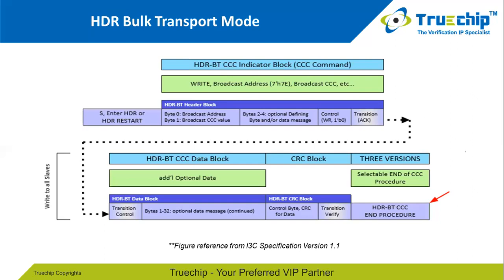Then the HDR-BT CCC block, data block, and the CRC block, which serves as the termination marker, follow an HDR-BT CCC header block. At last will be the end procedure, which we will discuss in the next slide.